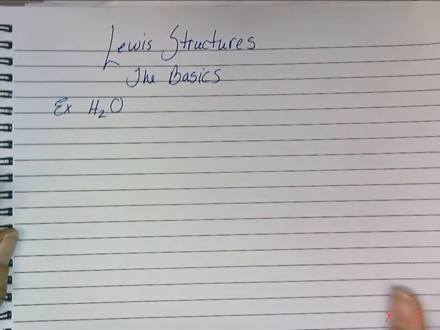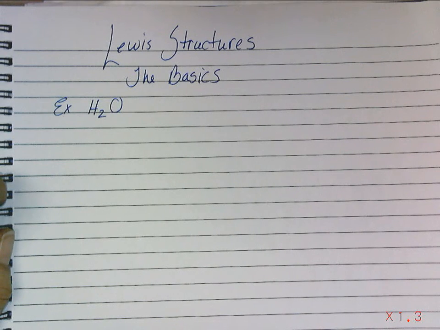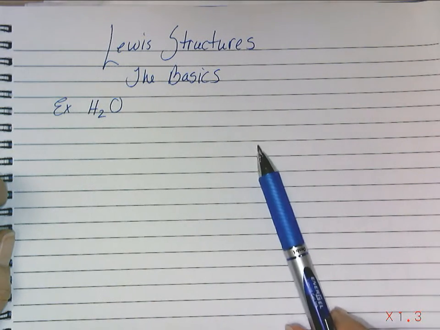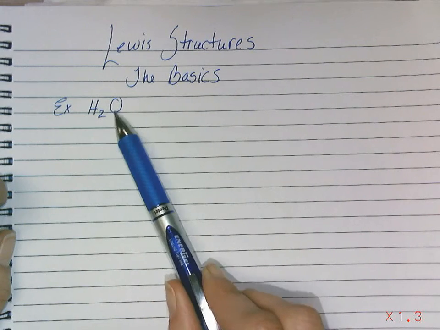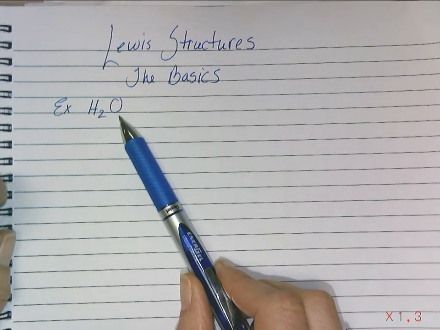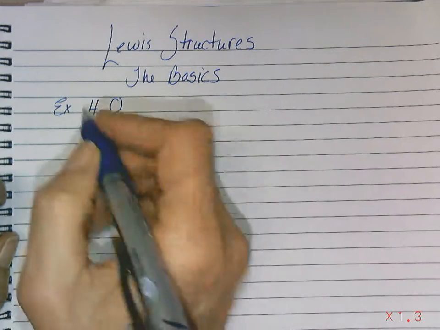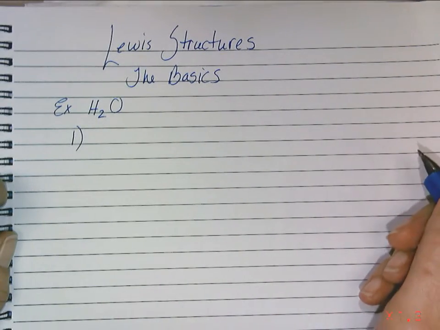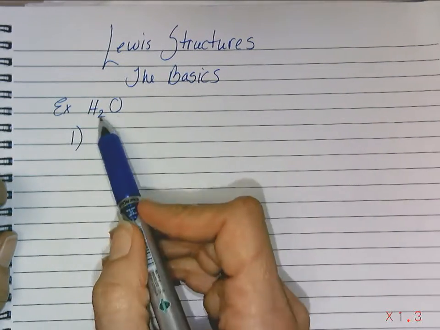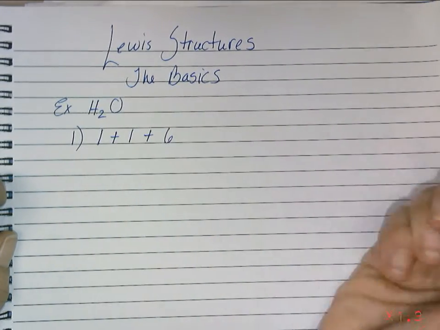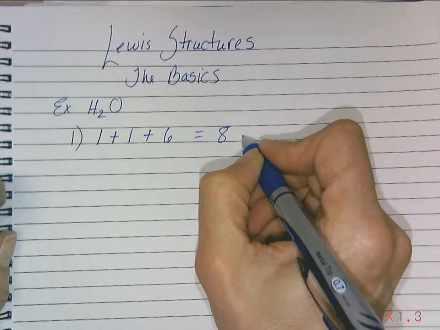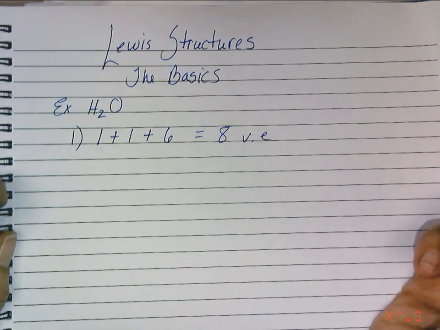Okay? So to draw a Lewis structure, this is basically just an arrangement of where all the valence electrons are. These are for covalent structures. It shows us how they are shared. So the hydrogens are going to share with the oxygen. But we first have to count, in step 1, how many valence electrons there are. So I have 2 hydrogens, so that's 1 plus 1, plus 6 for oxygen. Okay, so I have 8 valence electrons.